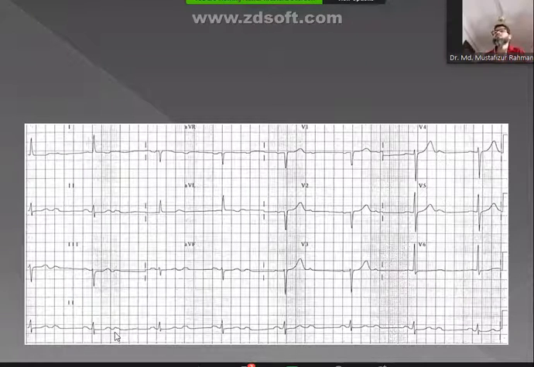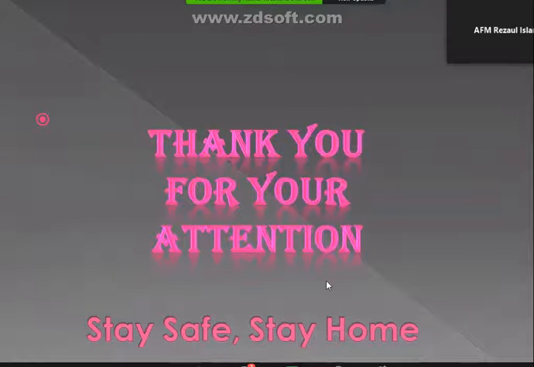The P wave is bifid; you should say the P wave is larger, so possibly the reason is different. In block, every P wave is not conducted. Any question? How can we differentiate sinus arrhythmia from sinus arrest?